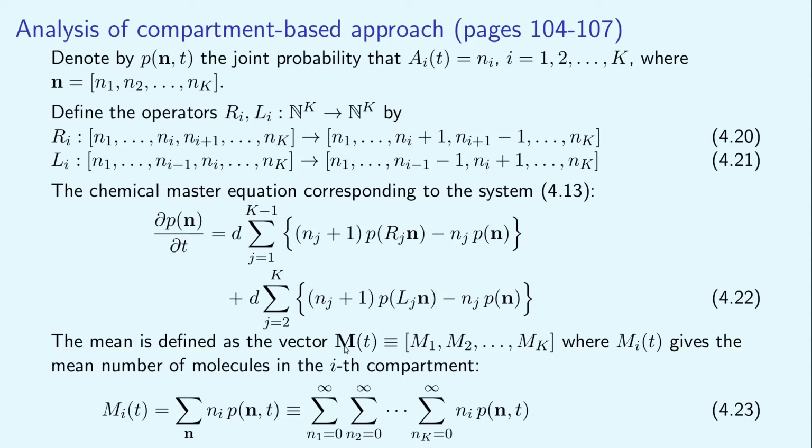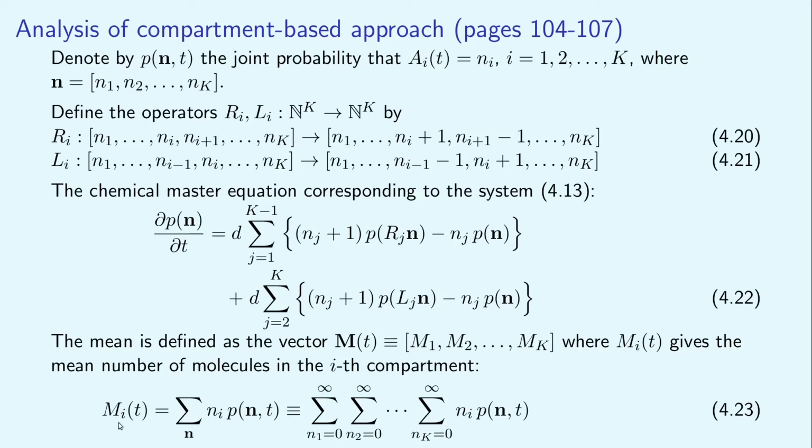To do that, we define bold M as a k-dimensional vector, where the ith coordinate, m_i, gives us the mean number of molecules in the ith compartment. Multiplying the probability mass function P(n,t) by n_i and summing over all possible values of all k coordinates of vector n, we obtain the mean m_i.